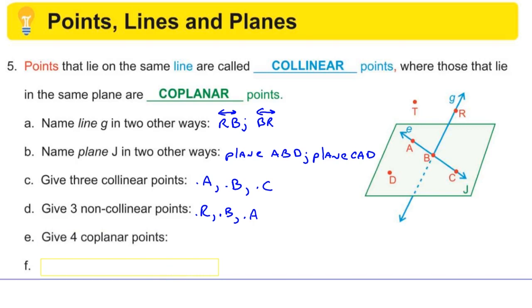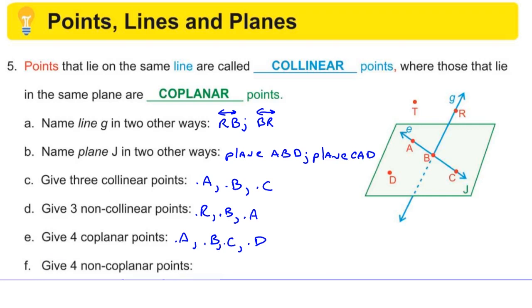All right, E, give 4 coplanar points. I need 4 points in the same plane. Now, there are only 4 of them. The order does not really matter, right? What are you thinking? Hope you're thinking point A, point B, point C, and point D. Those are 4 points all in the same plane.